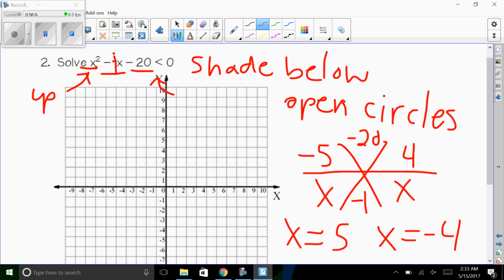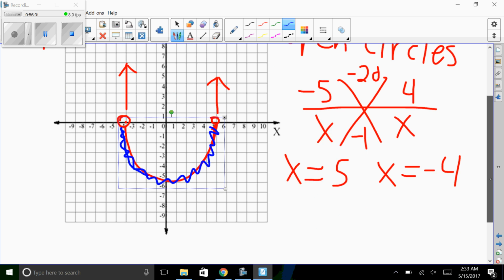Okay, so negative 4, I'm going to put an open circle, 5, open circle, it opens up. Again, we don't really care about how far the vertex goes. We just need a sketch. Alright, so we're shading below the line. So now we just have one piece that's shaded.